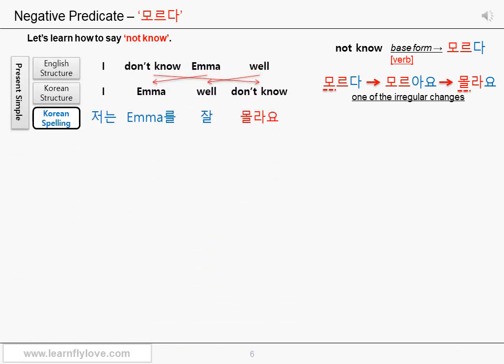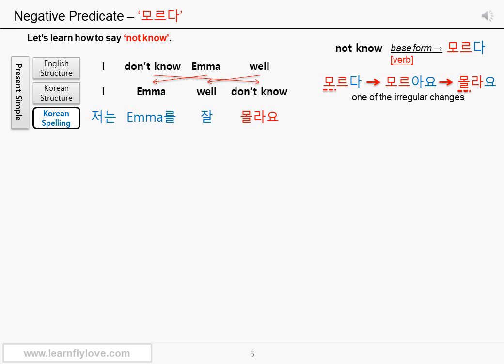Let's see the example. I don't know Emma well. Emma. Well, not know. It would sound more natural if you use very well or that well in English, but in Korean, just well is enough, unless you want to emphasize that you don't know her that well. Well can be positioned right before the predicative part because it modifies the verb not know. In Korean, you put a modifier right before the word that is modified, regardless of whether it is a noun, an adjective, a phrase, or a clause.